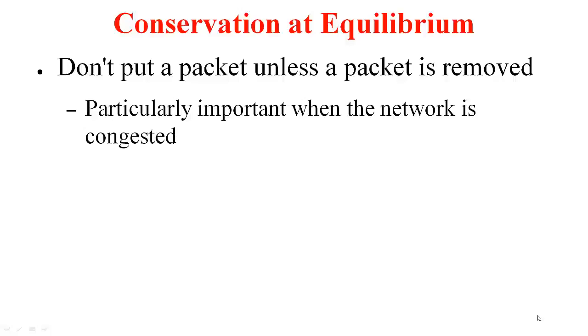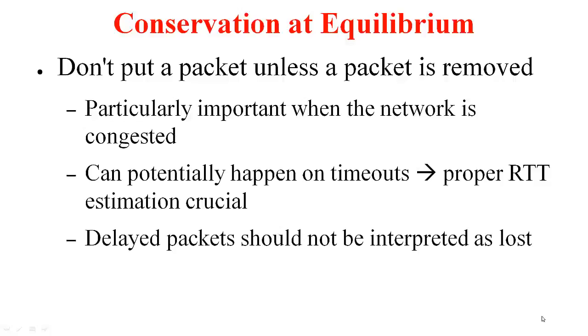So if you're doing self-clocking, when do you think you will put a packet before you remove a packet from the network? Naturally, when you're doing slow start, when you remove one packet, you are putting 2 packets in its place. So definitely you're putting a packet before the previous packet was removed. Apart from this, do you think there are other occasions where you can potentially put a packet before a packet is removed? So the hint is sliding window and perceived loss. So this can potentially happen in case of timeouts.